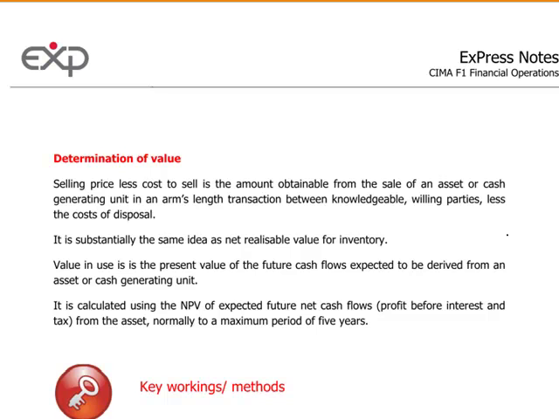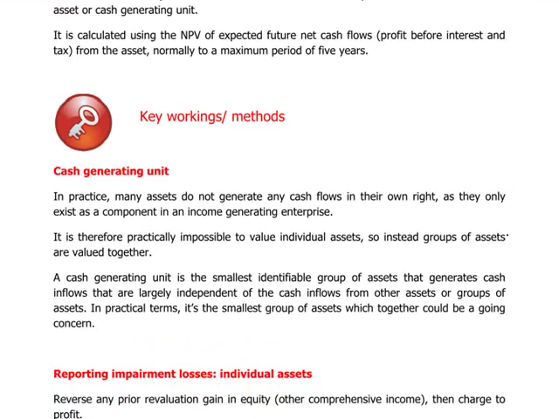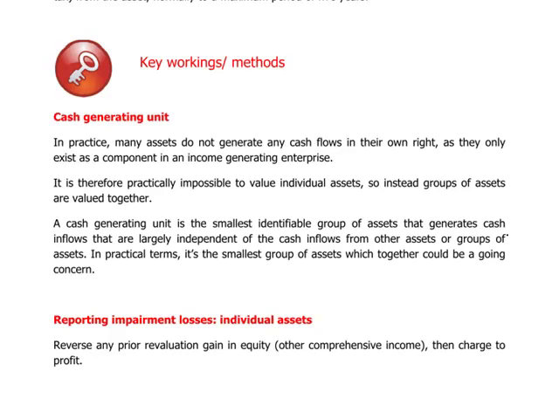I would like to take you to cash generating units. Now, not always do you have an asset that generates independent cash flows. And if that's the case, you're going to have to search for what we call a cash generating unit. And I have to say, I like this definition. A cash generating unit is the smallest identifiable group of assets that generates cash inflows that are largely independent of the cash inflows from other assets or groups of assets. So that's your cash generating unit.